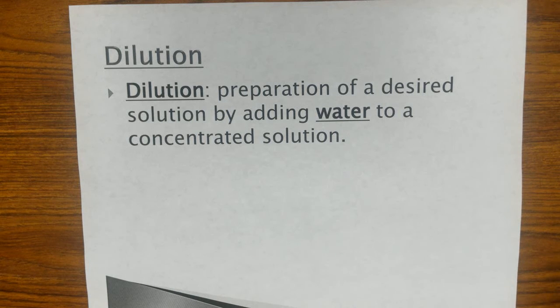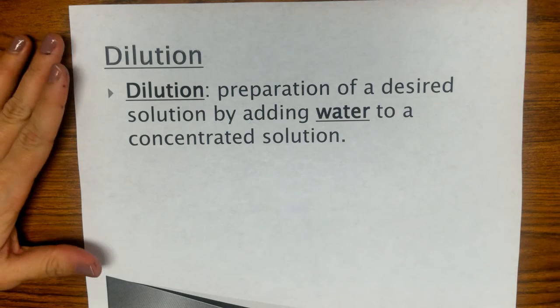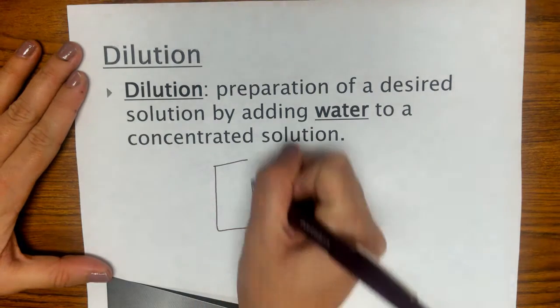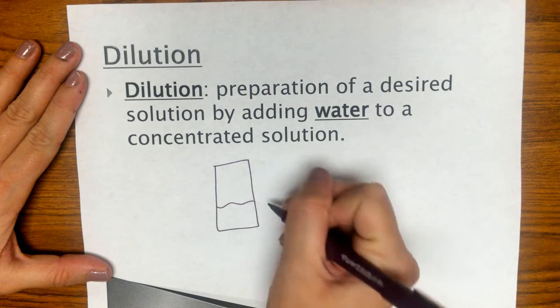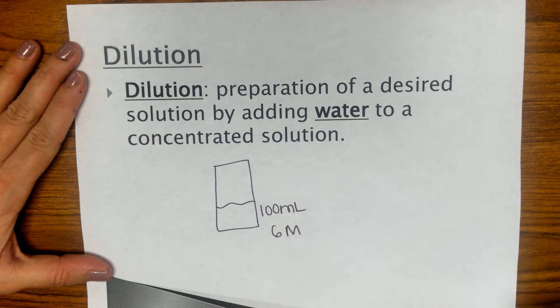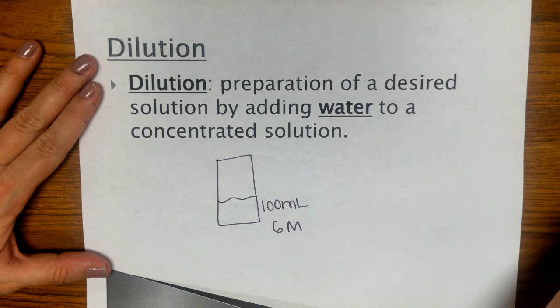So to dilute something means that you add water to a concentrated solution. So let's say I have a solution, I have 100 milliliters of, I don't know, something that's 6 molar. If you add water to it, it will no longer be 6 molar. It will have a lower molarity.